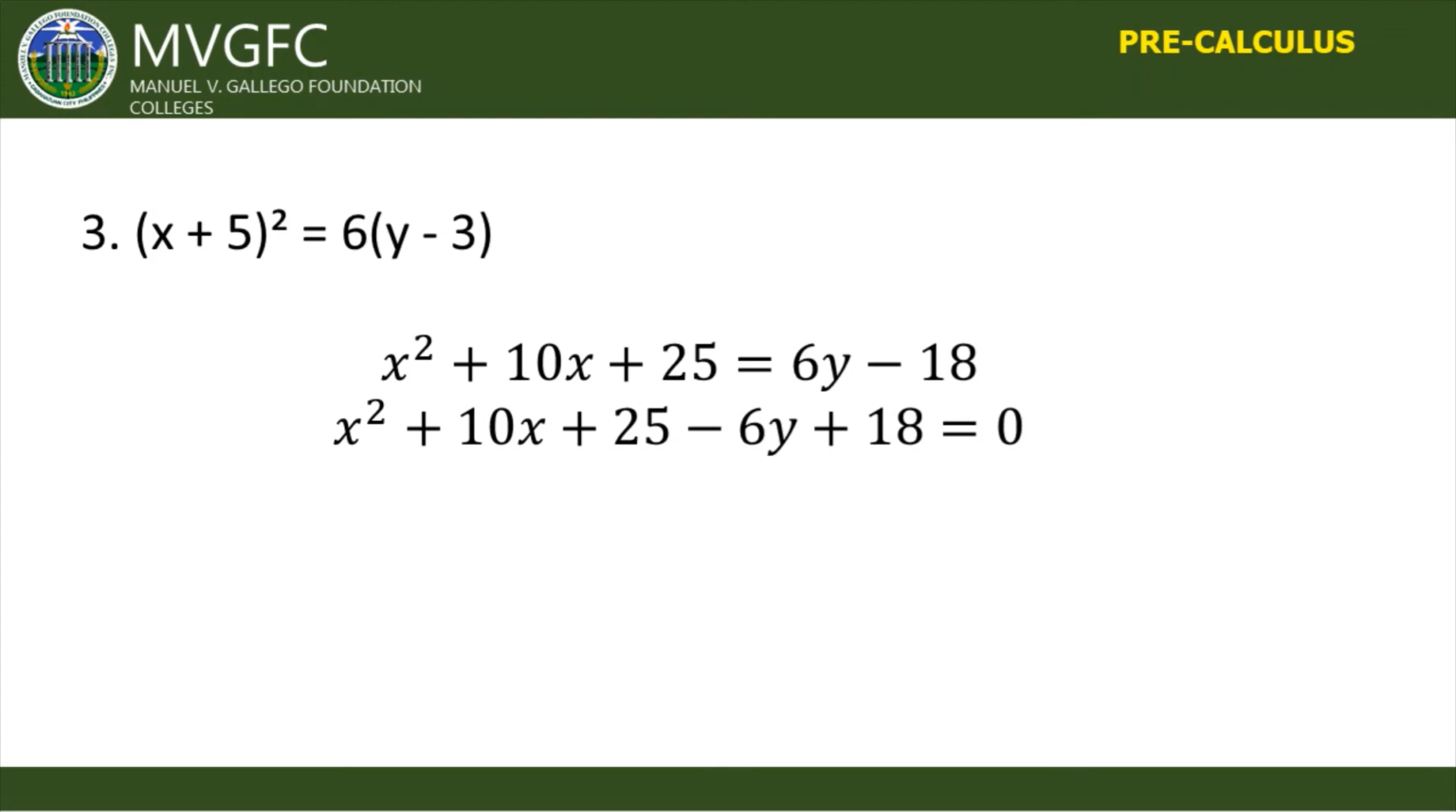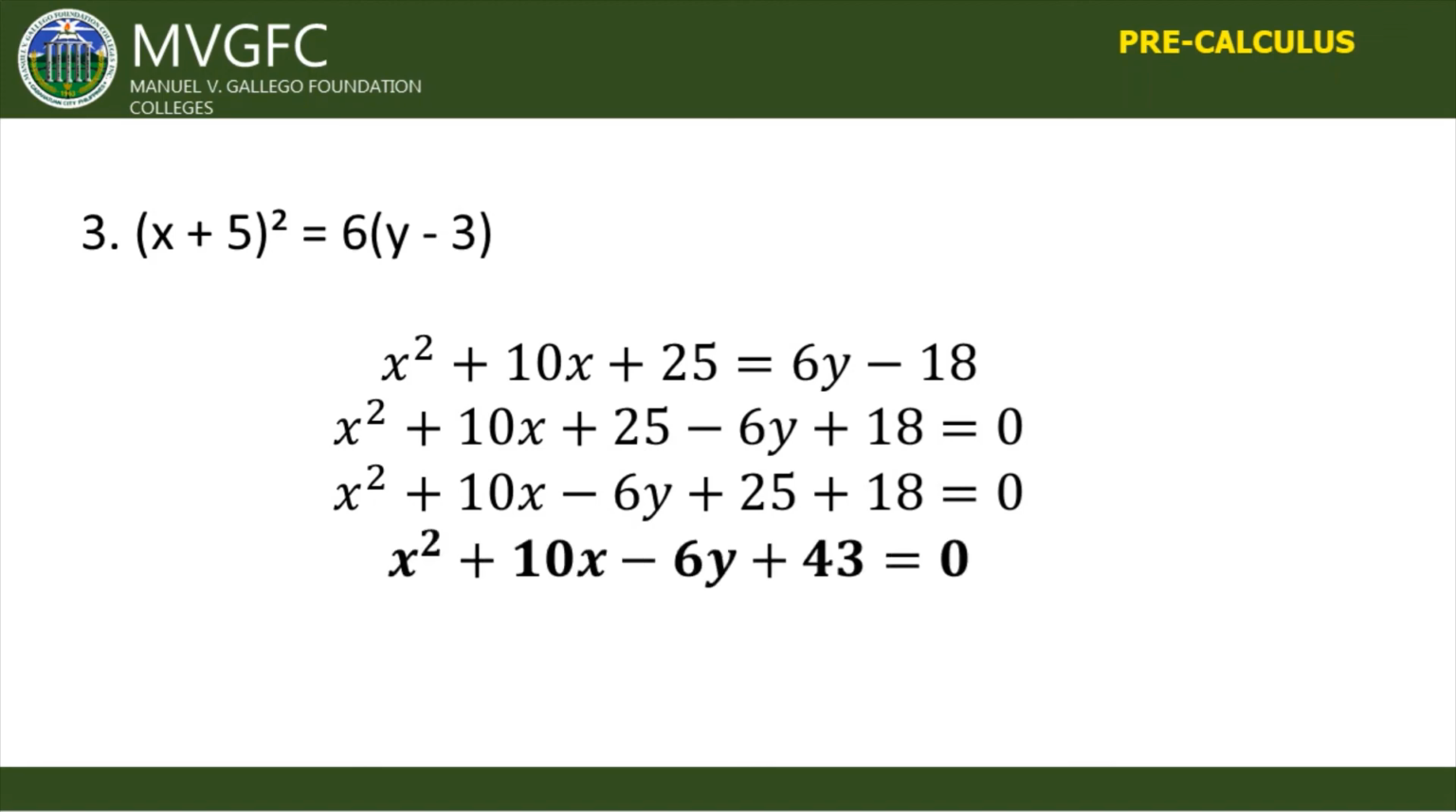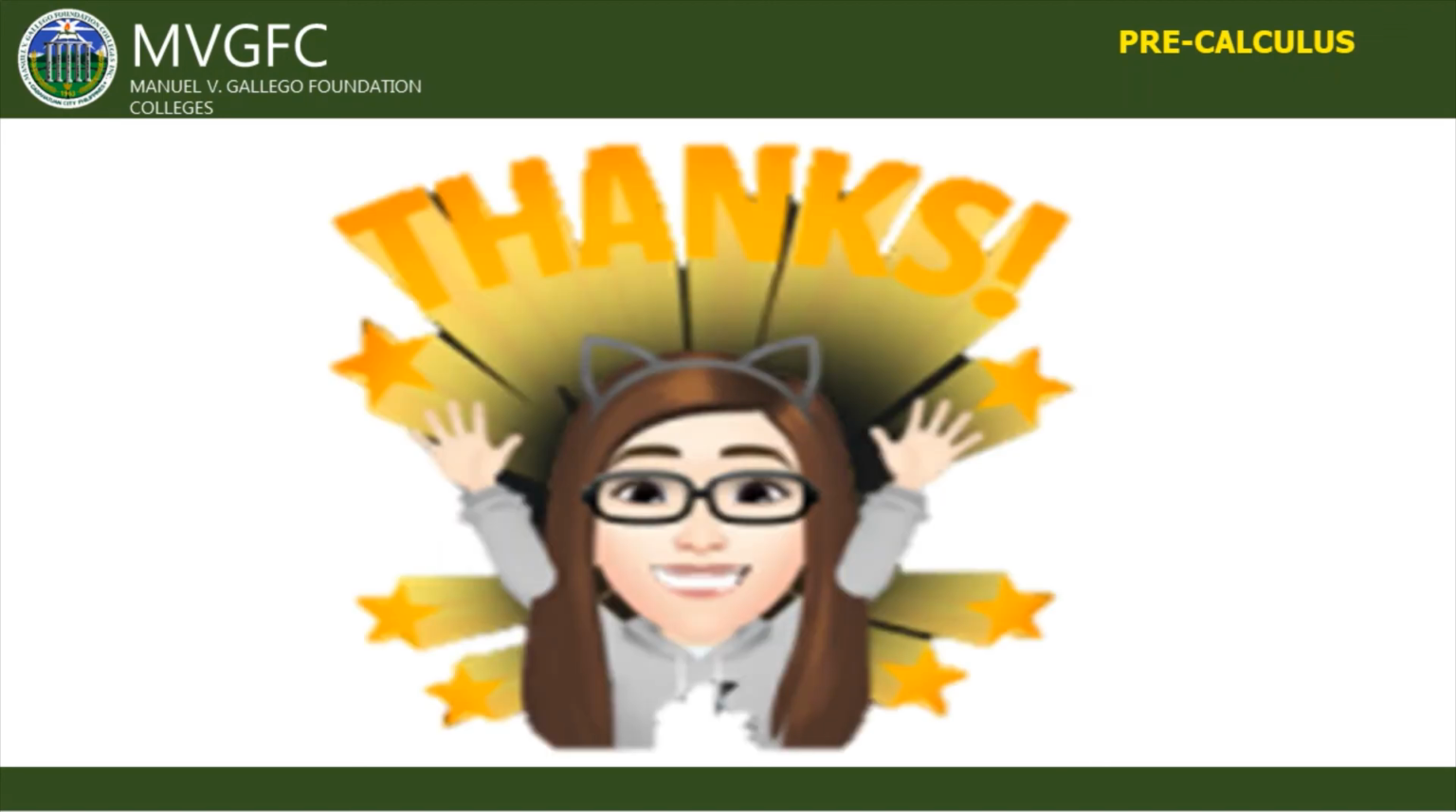Next is to arrange all the terms in order, and of course, combine if they have similar terms. So, let us combine 25 and 18. So, in this case, our final answer now is x squared plus 10x minus 6y plus 43 is equal to 0. So, for the meantime, that would be the end of our discussion only for transforming general to standard and standard to general form of the equation of a parabola.